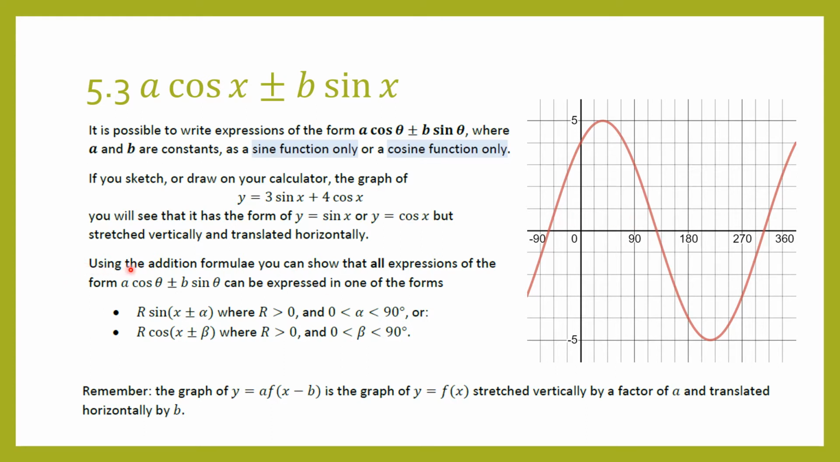We're going to learn how to use the addition formulae and convert all expressions of this form into one of the following forms, either capital R times sine of x plus or minus alpha, where we choose R to be positive. We could choose it to be negative, but it's easier if we choose it to be positive, and alpha is an acute angle. Alternatively, we could go for capital R multiplied by cos of x plus or minus beta. Again, we choose R to be positive, and beta is an acute angle.